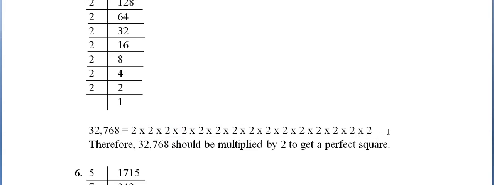Now you can see this 2 is left out. It has no pair, isn't it? But if it is multiplied with another 2, then it can form a pair. Hence 2 should be multiplied with this number to get a perfect square. So this is how you will find the missing number. So that's question number 5. Very simple.